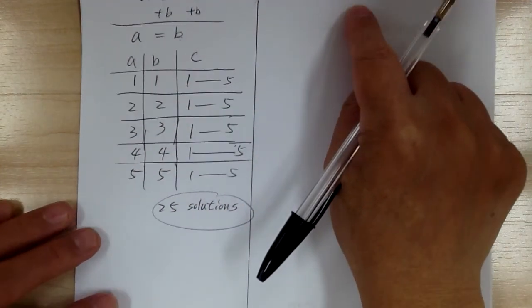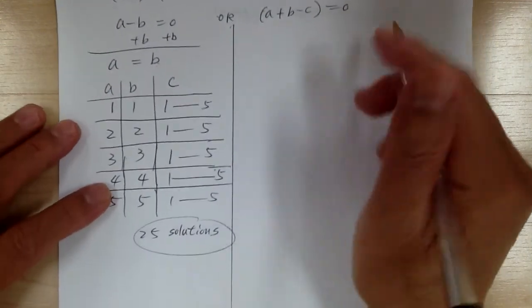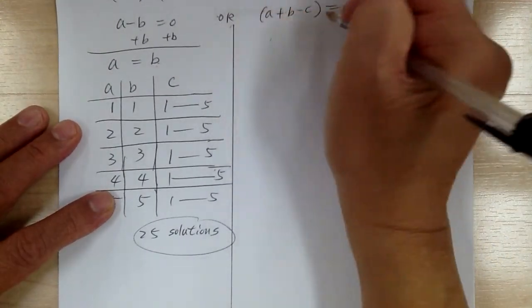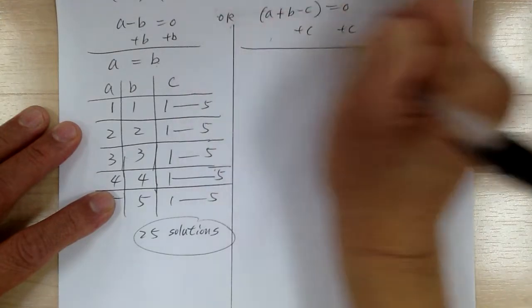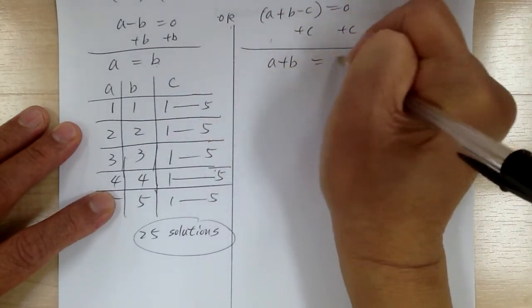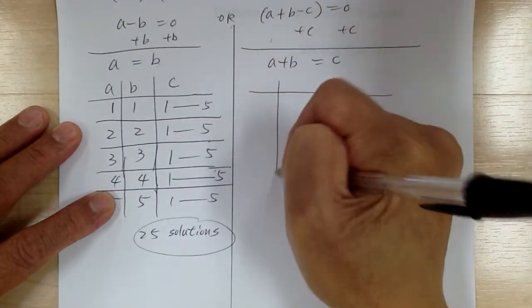Okay, now let's do this part over here. I'm going to add C on both sides. So I got A plus B equal to C.